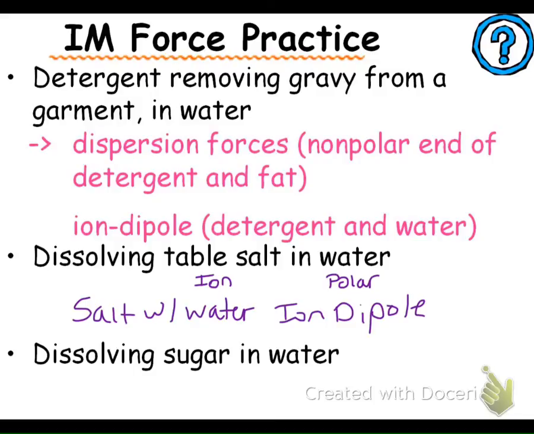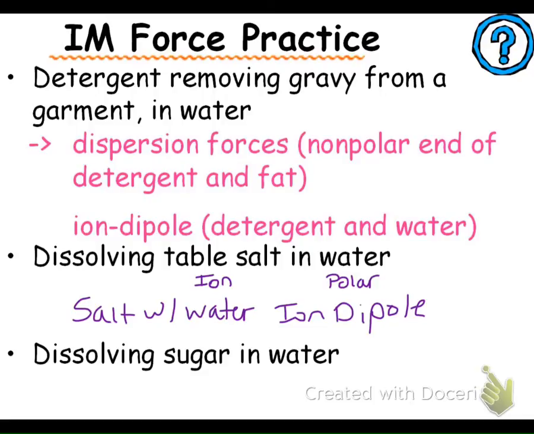Alright, let's look at sugar in water. So I'm going to start at my first intermolecular force. If I've got an ion, if I've got a salt in water, I know it's an ion-dipole force. Well, we know sugar is a covalent molecule, and so there's no way that this can be an ion-dipole. My next intermolecular force is a hydrogen bond, and I know that sugar does not have a hydrogen attracted to a nitrogen, oxygen, or fluorine on the water molecule. So I know it cannot be a hydrogen bond.